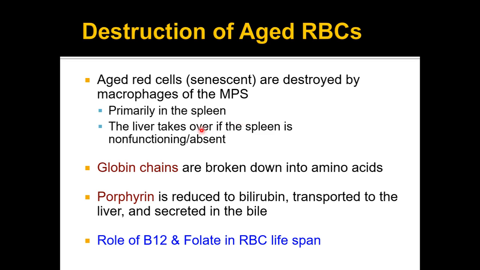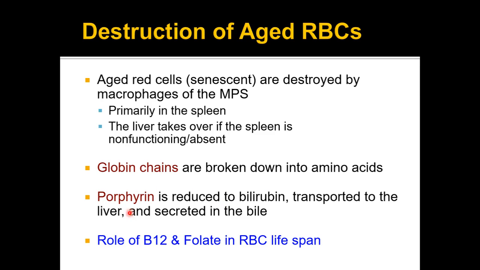So the globin chains, because they're protein chains, they're made up of amino acids. So when red blood cells need to be recycled, these globin chains get broken down into amino acids, and that frees up those amino acids to become other proteins.